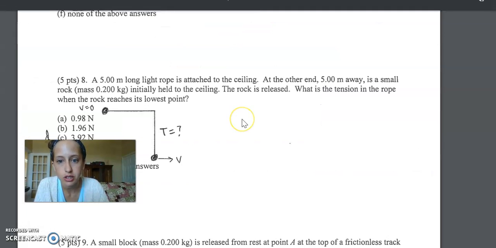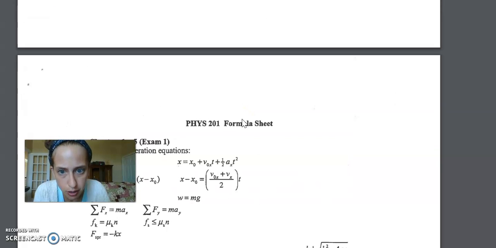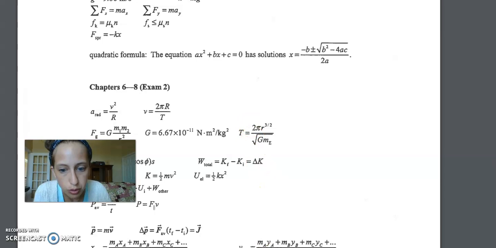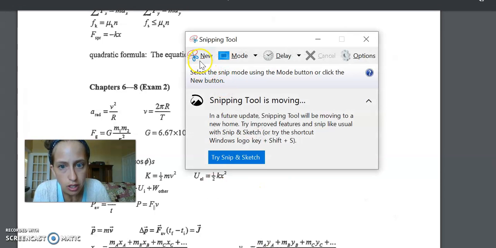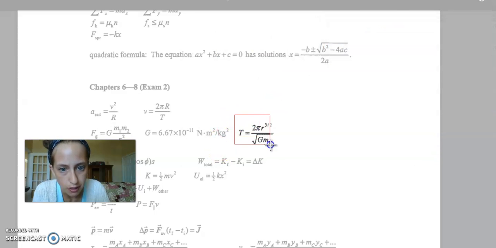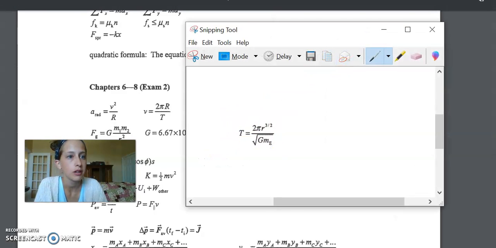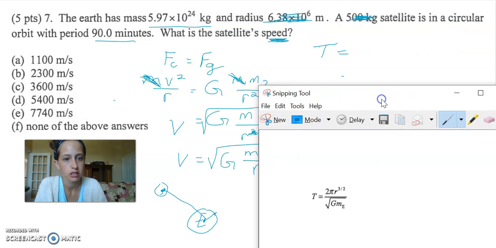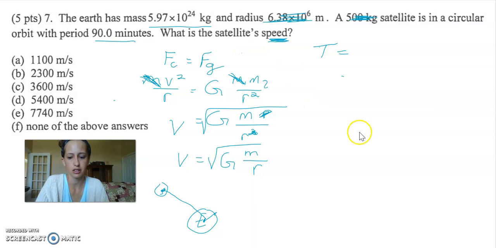Where's the formula sheet? I'm so sorry if this is making you dizzy, all the scrolling. I have no short-term memory. Just a second. I'm so sorry. If I could edit this out, I would, but I don't know how to do that. Okay, so that's our formula. Can I just put it here? That'd be nice. No, I'm not that fancy.